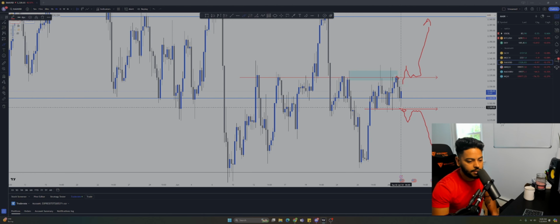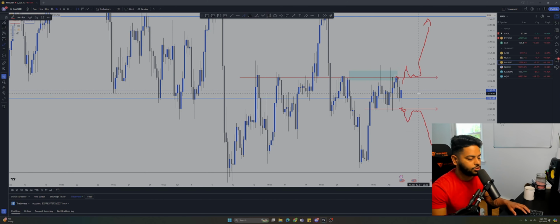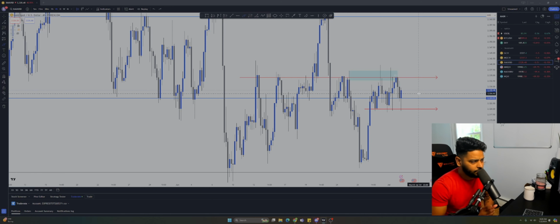So as long as we stay above here, you're looking for buys as near to this level as possible, and looking for sells at this level. If market pushes, then you wait for the retest and go to the upside or to the downside. That is what I'm looking for.